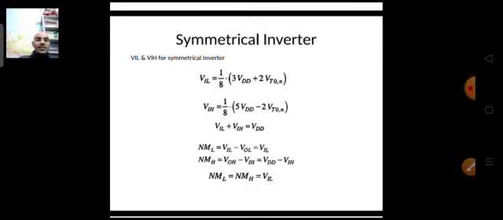So we can find that NML is equal to VIL, because VOL is equal to 0, so VIL minus 0 will be equal to VIL. Similarly, if we find NMH, then our NMH will be equal to VDD minus VIH, because VOH is equal to VDD. For this symmetrical inverter, the noise margins will be equal. So the noise margin on the upper side will be equal to the noise margin on the lower side. So NML is equal to NMH, and each of them is equal to VIL. You can substitute the values and find them easily.